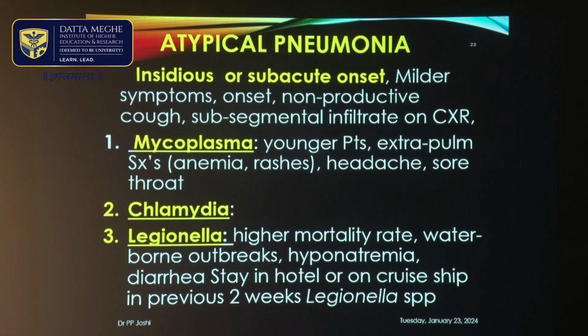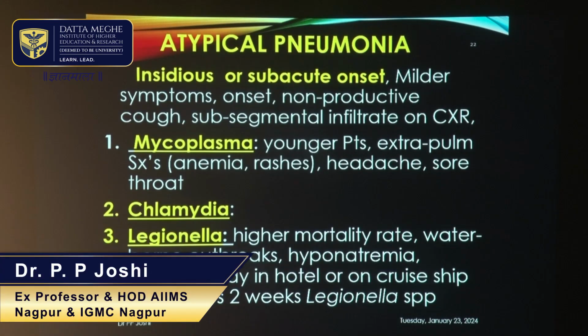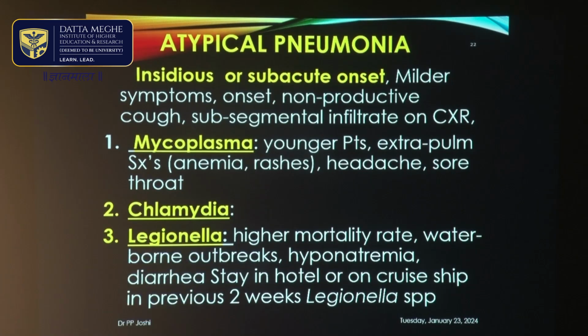Mycoplasma pneumonia typically occurs in younger patients, in students who are living in hostels, and it might cause a local outbreak there. Extrapulmonary symptoms like anemia, rashes, headache, and sore throat are common. Myringitis, that is inflammation of the eardrum, can occur with mycoplasma. They develop cold agglutinin antibodies, and that can lead to some problem with hemolysis.